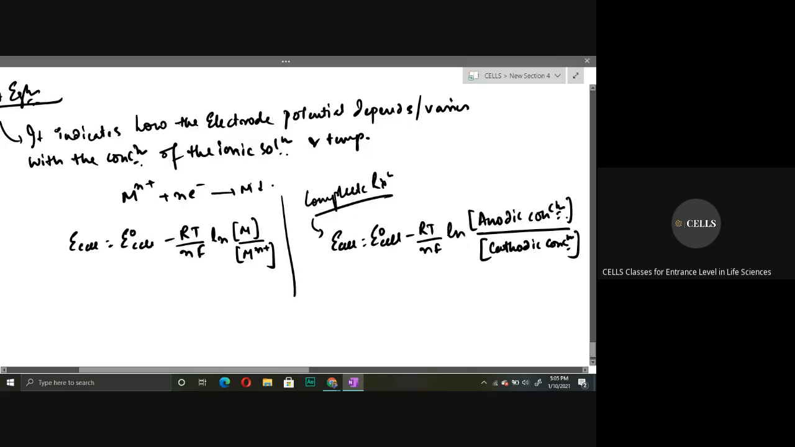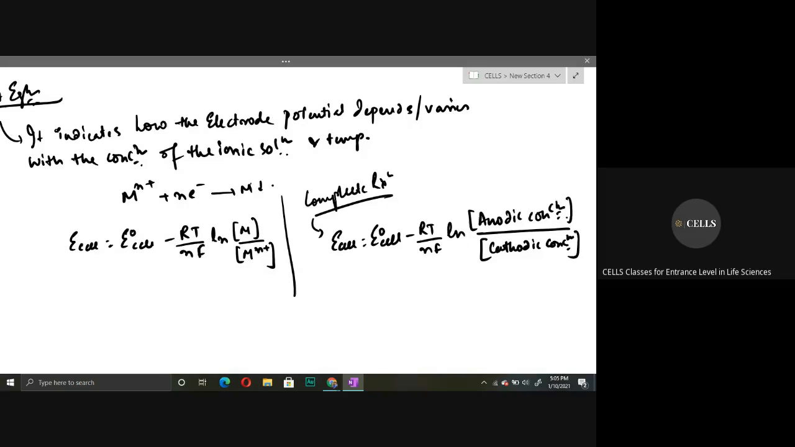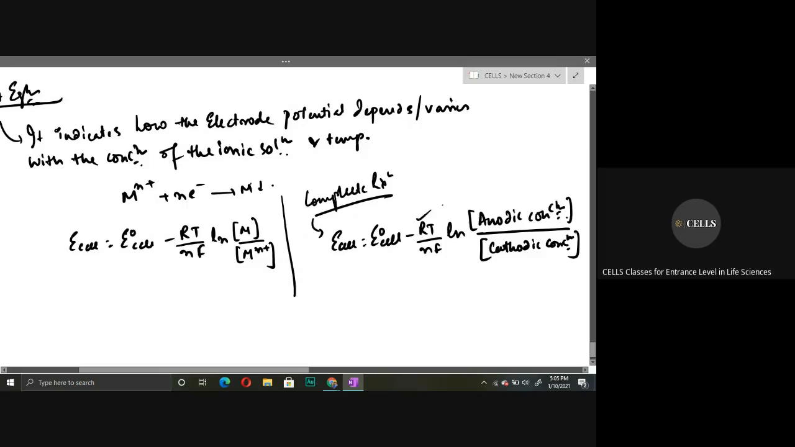Where oxidation is taking place, that is the anode, and where there is reduction, that is the cathode. That's fine. Then you just give the molar concentrations and you will get the value. R is the gas constant, T is 298 Kelvin, and n is the number of electrons that are changing.